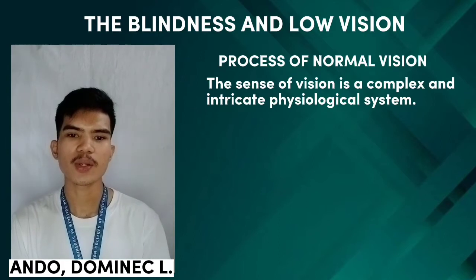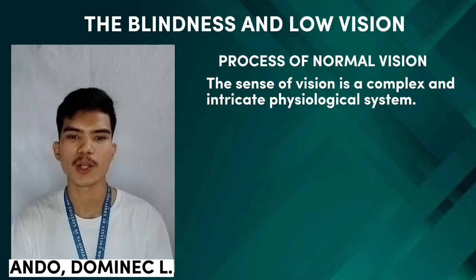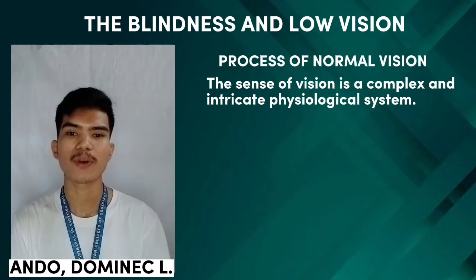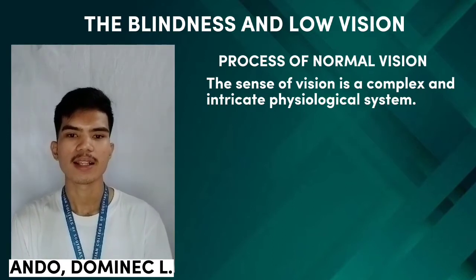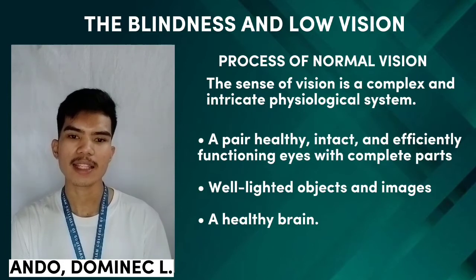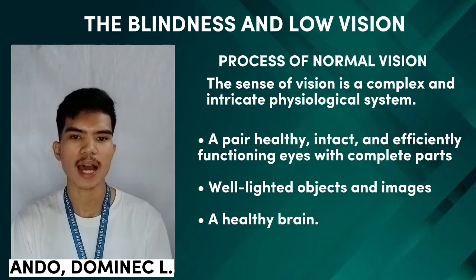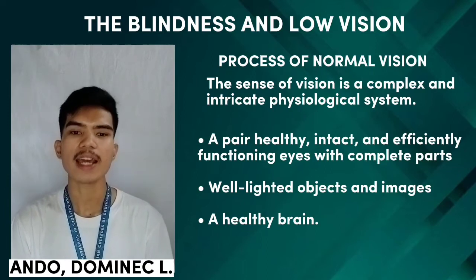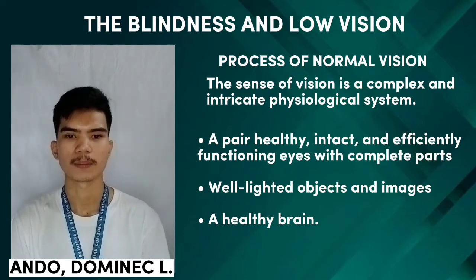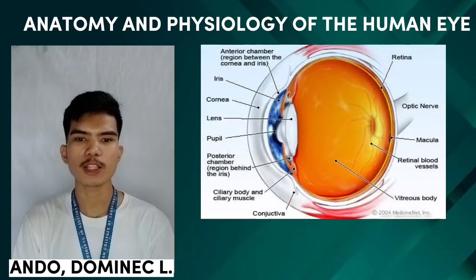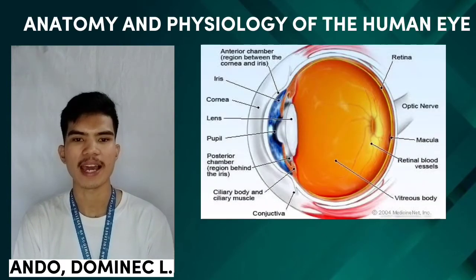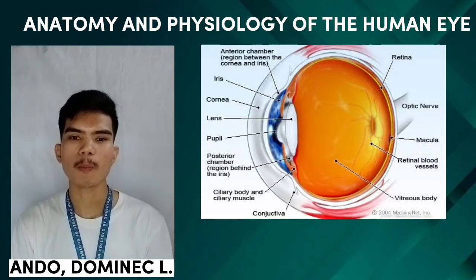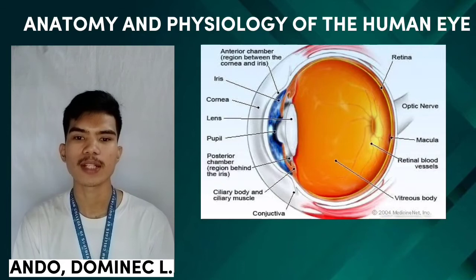So the sense of vision is a complex and intricate physiological system. There are three elements necessary for good vision to take place. These are a pair of healthy, intact, and efficiently functioning eyes with the complete parts, well-lighted objects and images, and a healthy brain. And now let's proceed to the anatomy and physiology of the human eye. The parts of the eye that we see on the face are only a small part of the total mechanism for seeing.